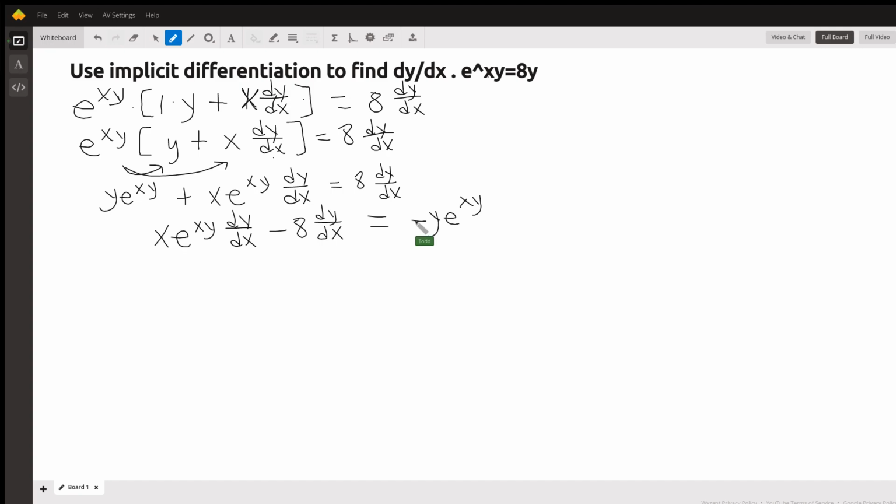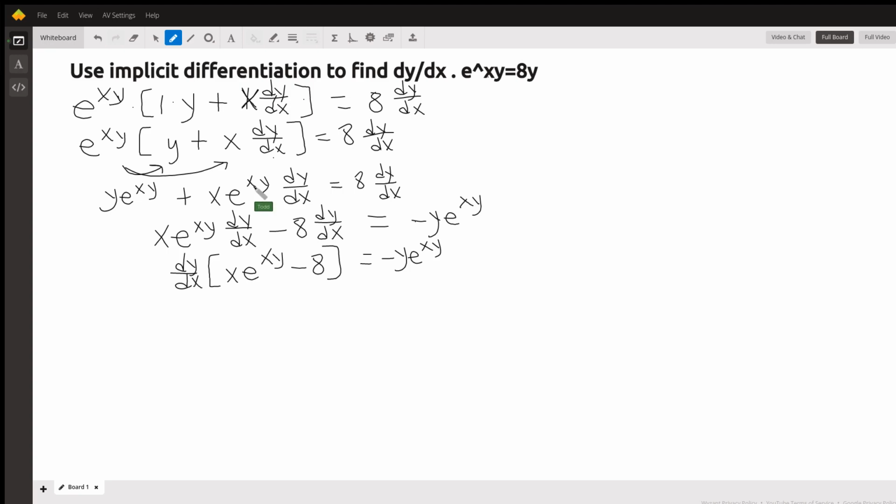So now we can factor out the dy dx. When we do that, we're going to be left with dy dx times x e to the xy minus 8. On the right side, we are left with negative y e to the xy. We're almost done because we have to solve for dy dx.